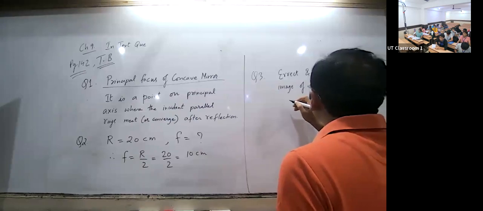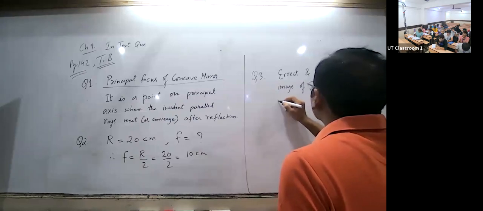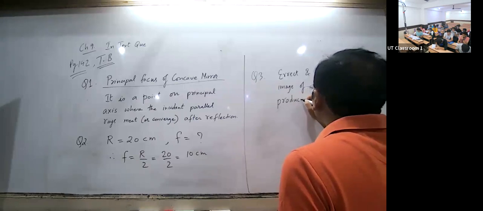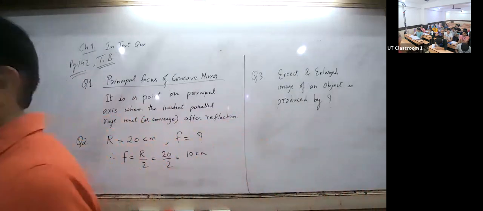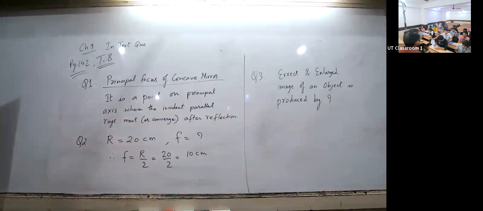Which mirror produces it? Convex mirror? Who said that? How many for convex? See, convex always produces a diminished image. Always. So this is what you have to remember. What happens in convex? Virtual and upright always. When the object is at infinity, the image is highly diminished.